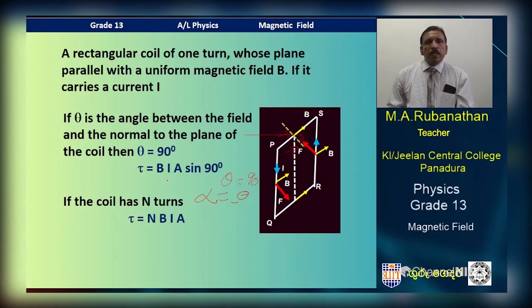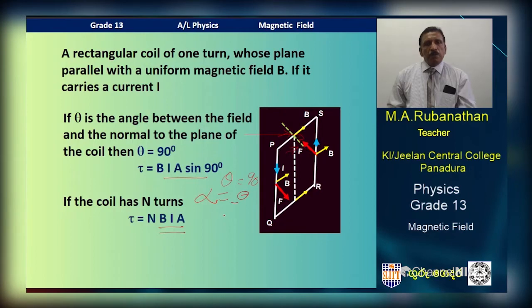Therefore we write tau is equal to NBIA sine 90. Sine 90 is equal to 1. Therefore, if the coil has N turns, we can write tau is equal to NBIA. This is our final result. This is the most important for us: at this moment, the coil is parallel with the magnetic field.